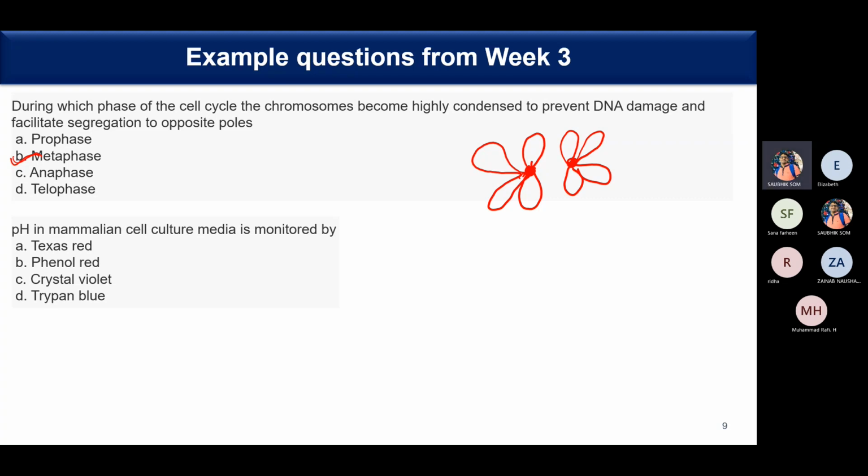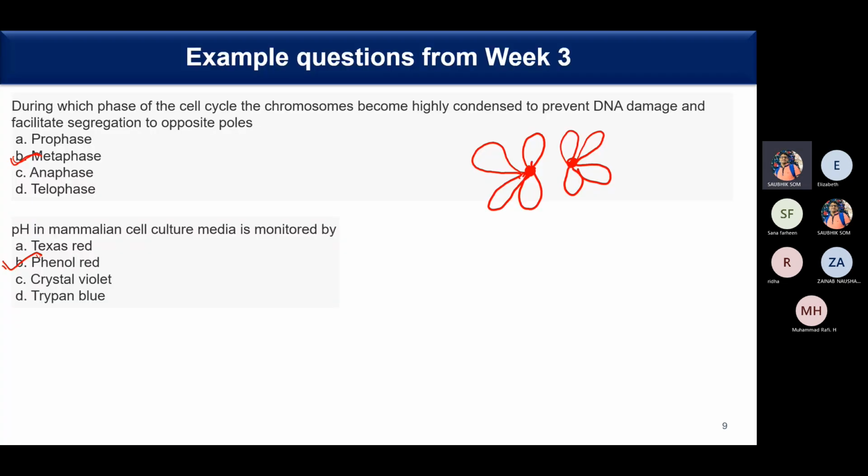Okay, pH in the mammalian cell culture is monitored by Texas red, phenol red, crystal violet, or trypan blue. It's phenol red again. It's nothing to explain, it's just something to be remembered. So these were the questions from week 3, and let's discuss if you have anything else.